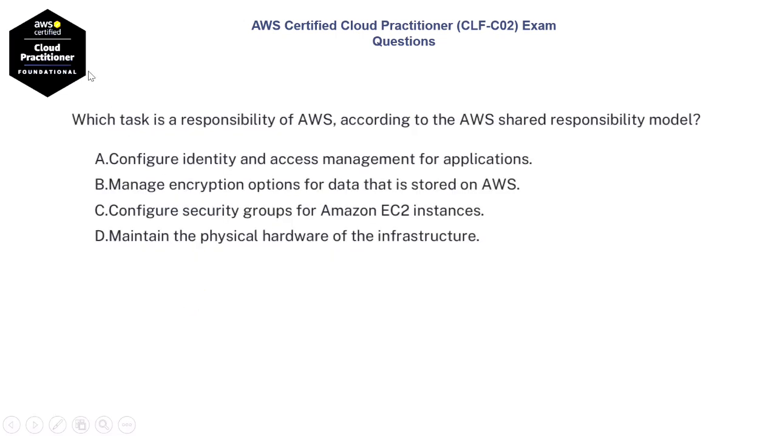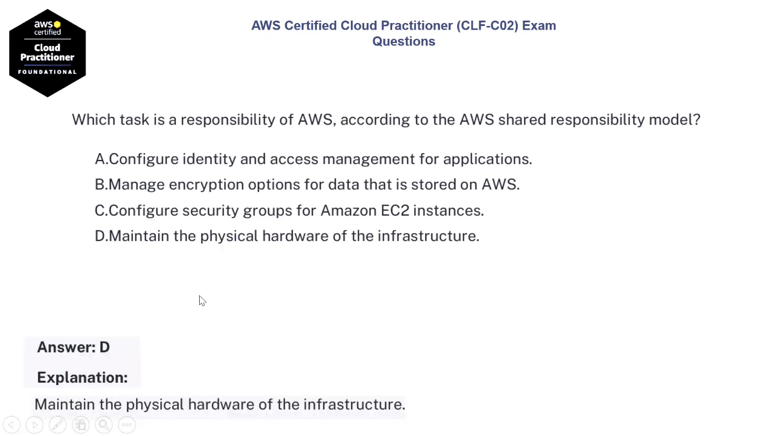Next question. Which task is a responsibility of AWS according to the AWS shared responsibility model? Option A, configure identity and access management for applications. Option B, manage encryption options for data that is stored on AWS. Option C, configure security groups for Amazon EC2 instances. Option D, maintain the physical hardware of the infrastructure. The correct answer is option D, maintain the physical hardware of the infrastructure.